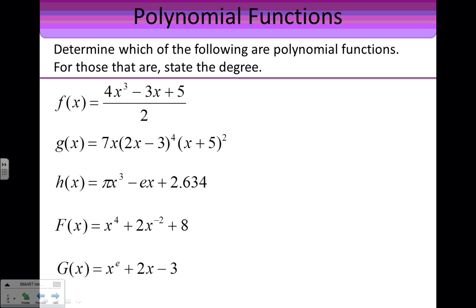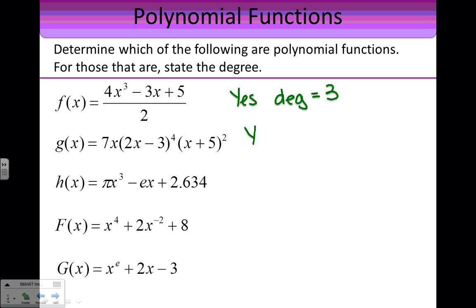All right, so you should have answers now to each one of these problems. So I'm just going to go through the answers to them really quick, just so you know if you got them right or not. So the first one is yes, with a degree of 3. It follows all the criteria.